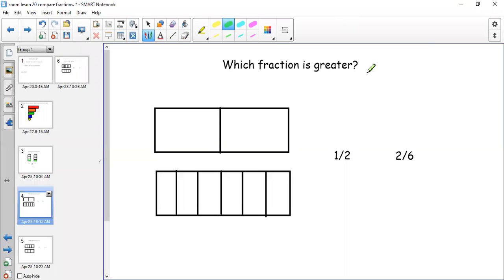For this next example, we have to determine which fraction is greater. We have 1/2 and 2/6. So we have a unit and a non-unit fraction. This is where we really have to focus in on the size of the equal parts.